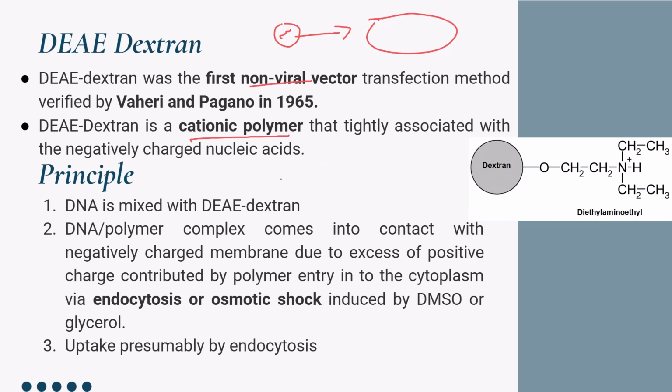Okay. Then the method is that the DNA is mixed with DEAE Dextran. The DNA-Dextran polymer is formed, and when it comes in contact with the negatively charged membrane, then endocytosis or osmotic shock can lead to endocytosis. Osmotic shock is actually given by DMSO or glycerol in the medium. We can use these chemical compounds to induce osmotic shock, or the entry can occur by endocytosis also. So uptake usually occurs by endocytosis.